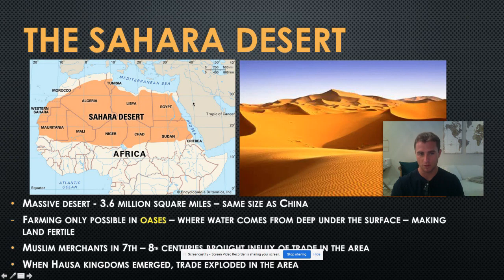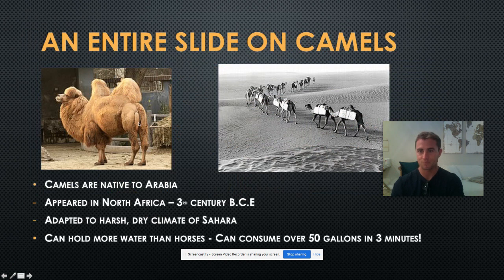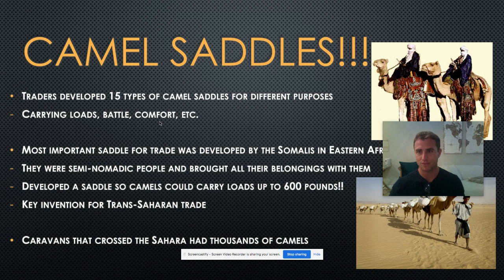And our Muslim merchants are going to be the first that come through the Sahara Desert looking to trade with our Hausa kingdoms to the west. Of course, our camels are going to be key in this. We've talked about the camels many times in this class, but they're coming over from Arabia, and they adapt to the environment. They are perfect animals for this type of trade because they can hold more water than horses, because they can eat those spiny plants like cactus. They can go 100 miles without needing a new drink. And so that is hugely important to trade in the Sahara Desert. We also see adapting to the environment with our camel saddles, 15 different types of camel saddles.